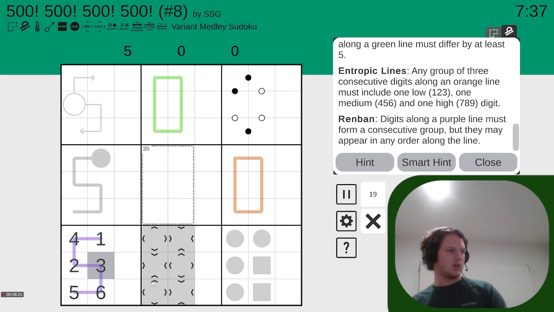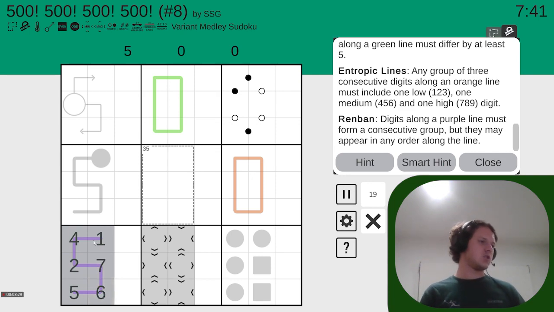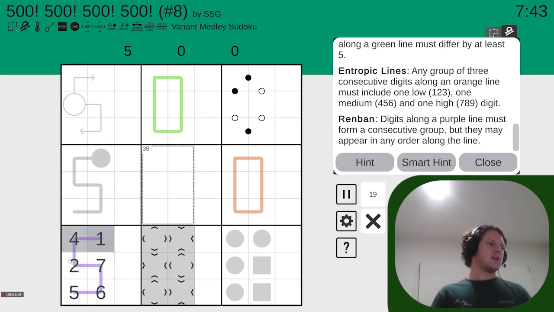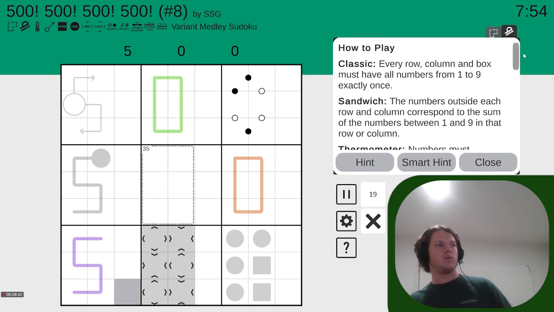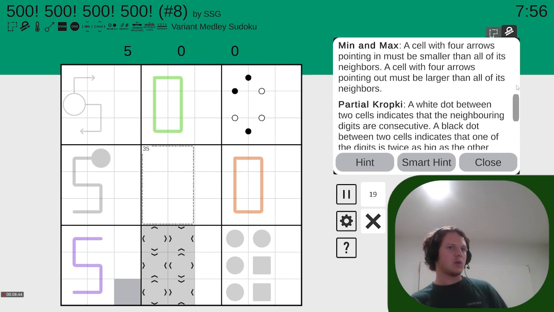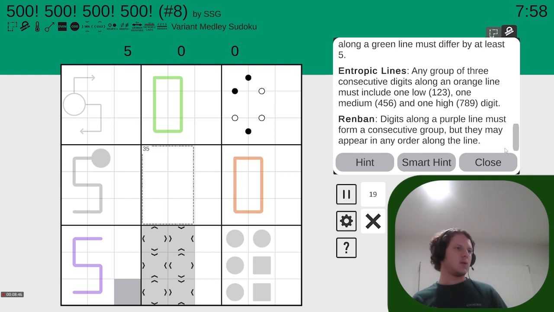Where this 3, if this 3 was, let's say, a 7, that would not work because these digits are not consecutive as a group of 6. I hope that makes sense. Okay, cool. So, there's a few little things I've noticed about everything, but we are going to get started.